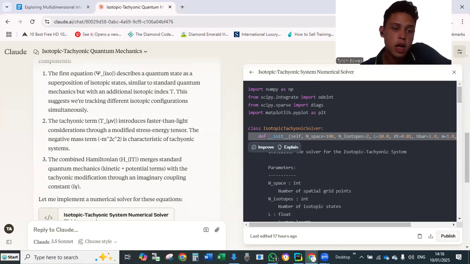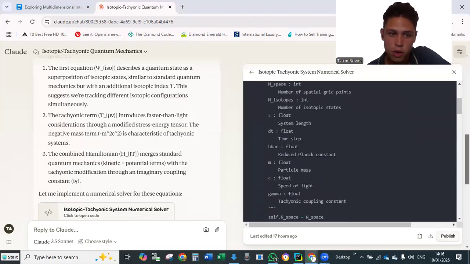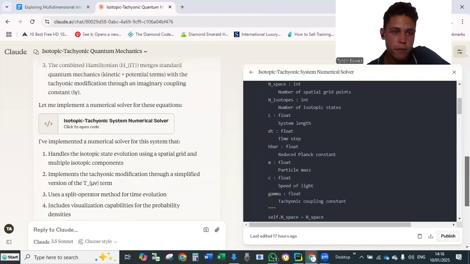The tachyonic term introduces faster than light considerations through a modified stress energy tensor. The negative mass term is a characteristic of tachyonic systems. So just keep that in mind. Let's move on to number 3. I'm sorry I'm rushing you guys. I had an energy drink and I'm very hyper right now. Number 3, let's go on to number 3.